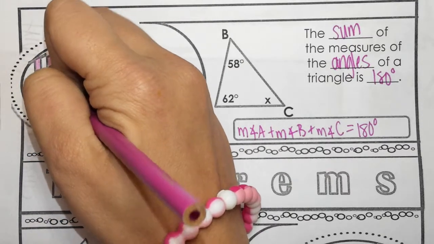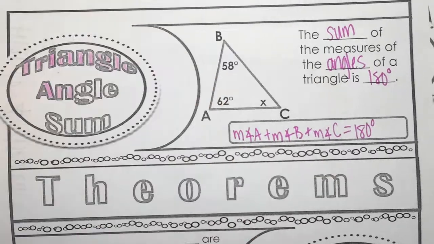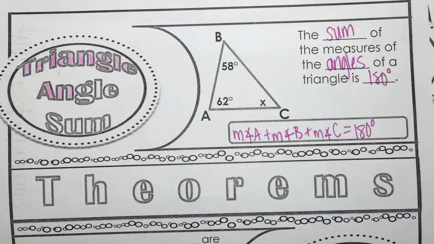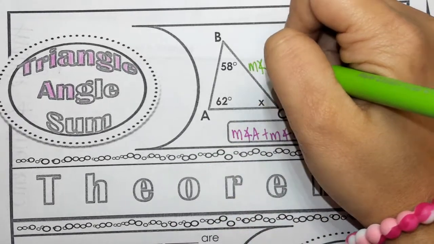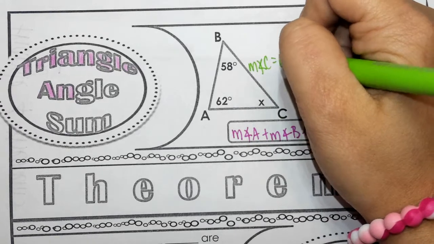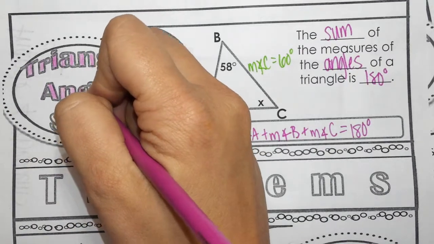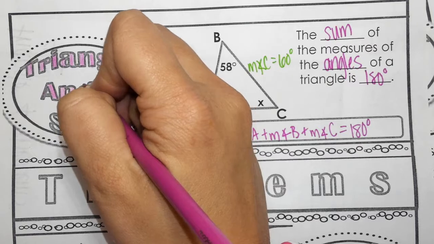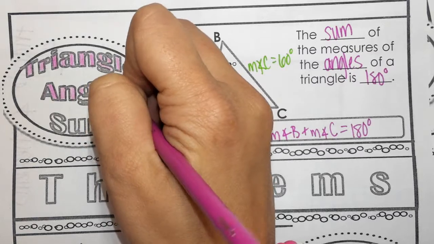Are we ready? Okay, what did we get for the measure of angle C? How did we get 60? 58 plus 62. I agree. Does anybody have any questions so far? Are we sure? Are we ready for the next theorem?